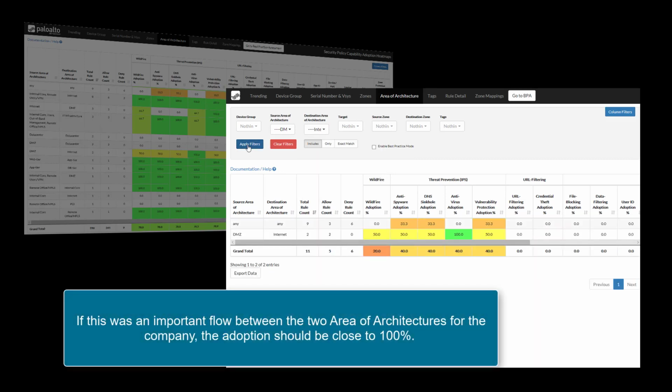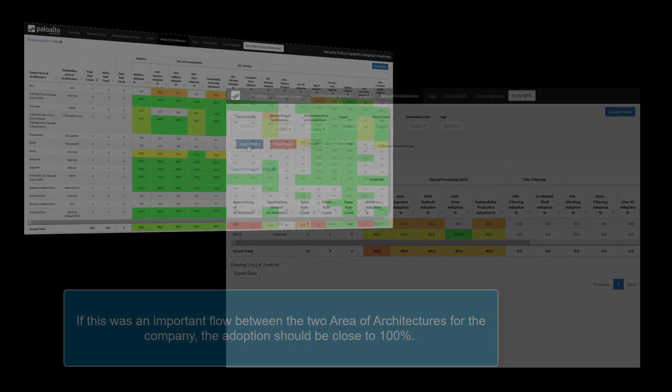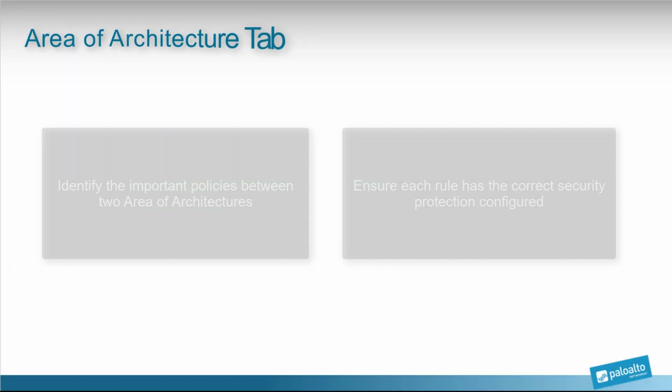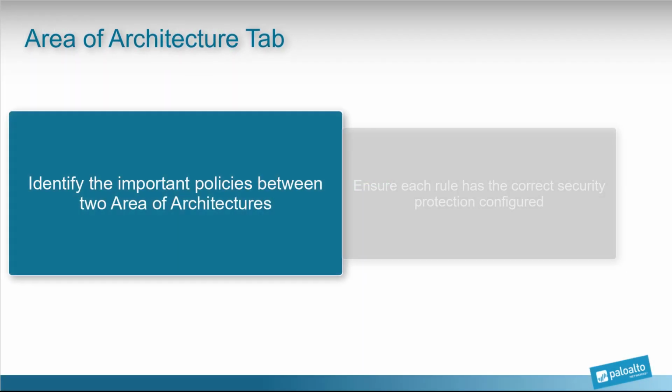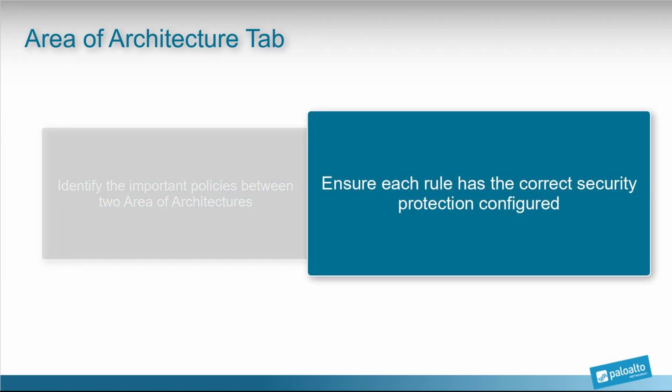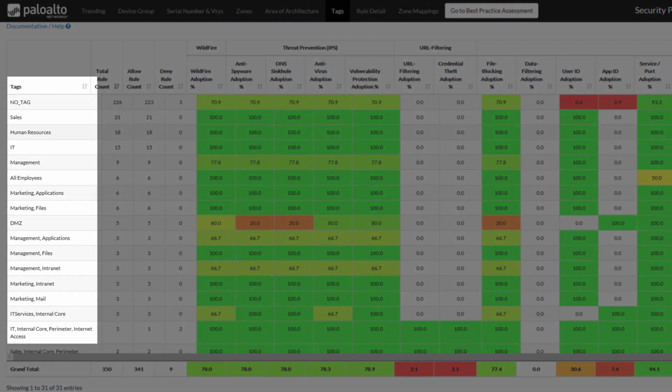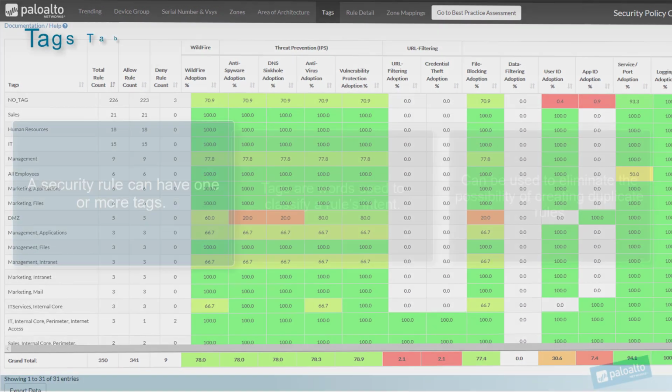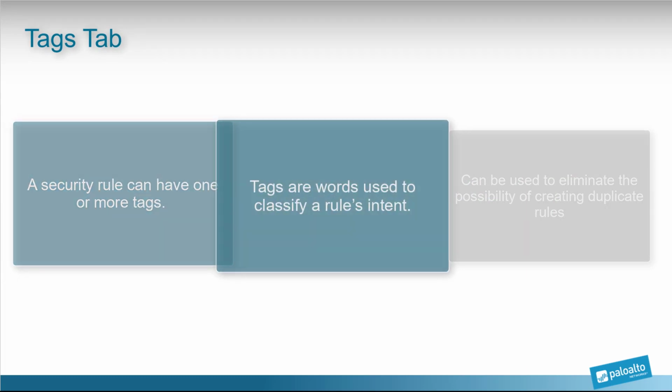If this was an important flow between the two area of architectures for the company, the adoption should be close to 100%. Using the information on the area of architecture page, you will be able to identify the important policies between two areas of architecture and ensure the rules have the right security protection configured. The tags page lists all the tags associated to rules on this device. A security rule can have one or more tags.